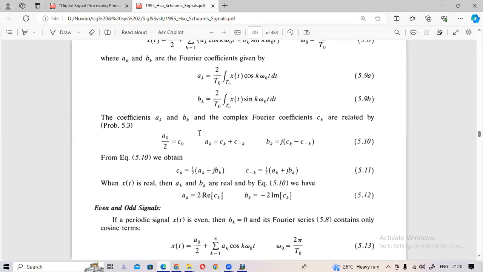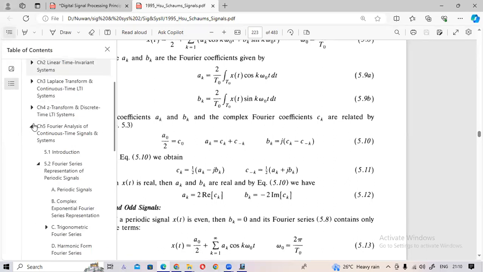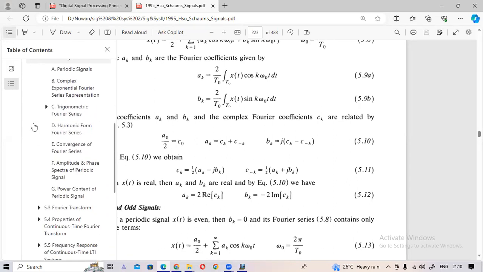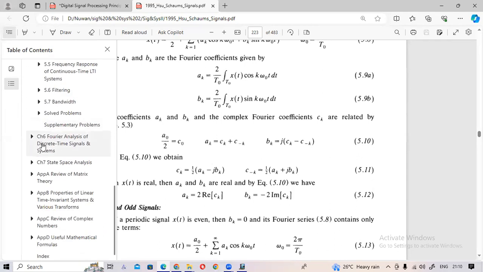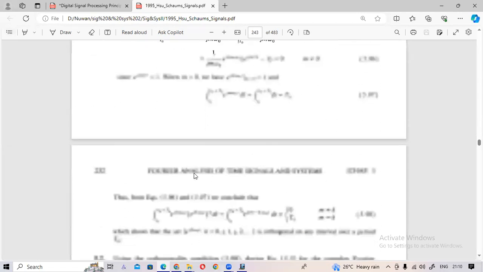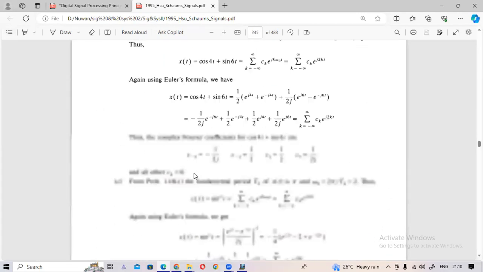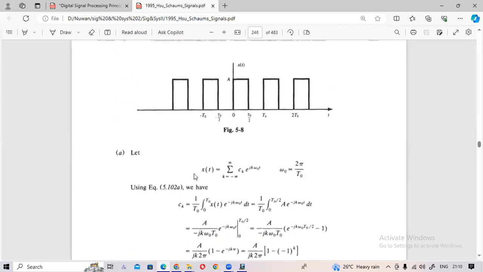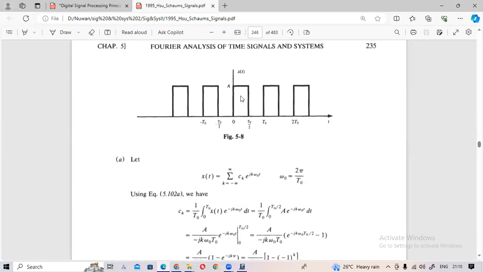Okay. Now I have done one example. Actually, I use one example. It is in solved problem. Okay. Here, solved problem, Fourier series. As I can remember, I have done this example.